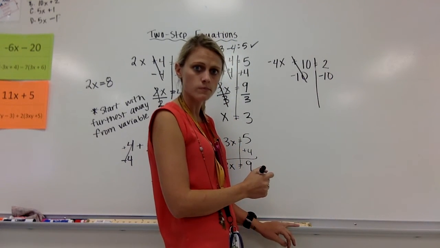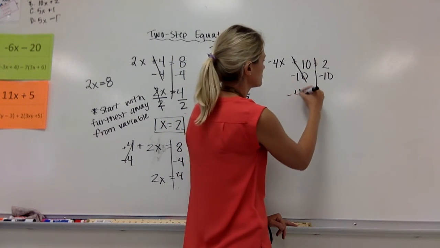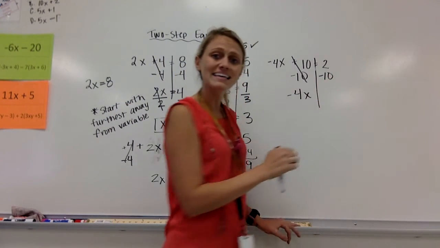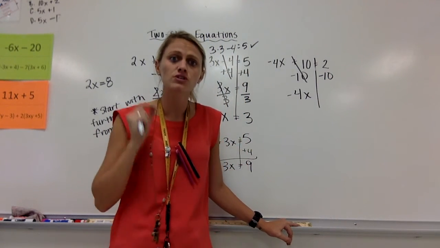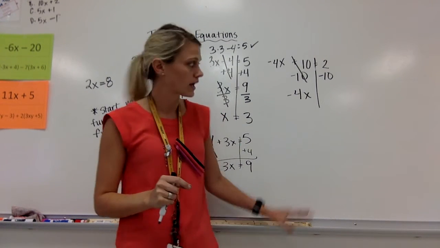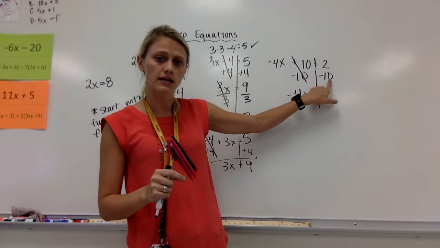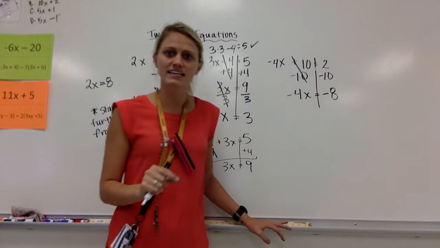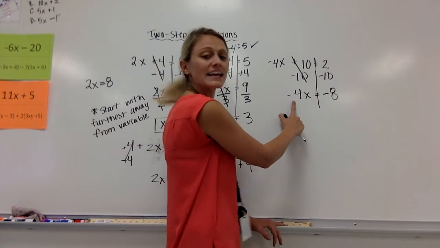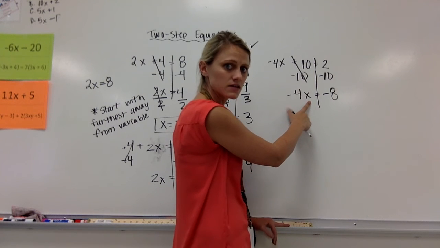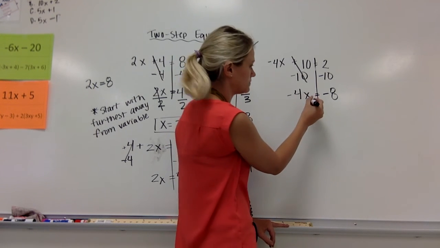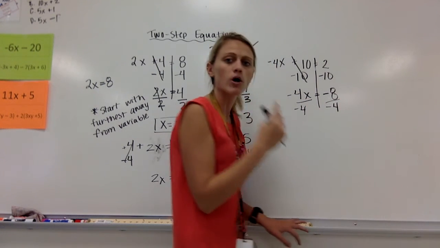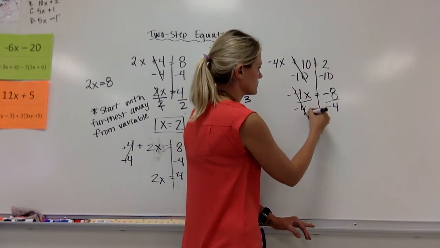Those will cancel. On this side, I'm left with a negative 4x. 2 minus 10. If you need to put that in your calculator, you can. Okay? We can do 2 minus 10. It's negative 8. Now I've got negative 4 being multiplied by x. Okay, so I need to do the opposite of this multiplication. Okay, so instead of multiplying by negative 4, I'm going to divide on both sides. Those cancel.